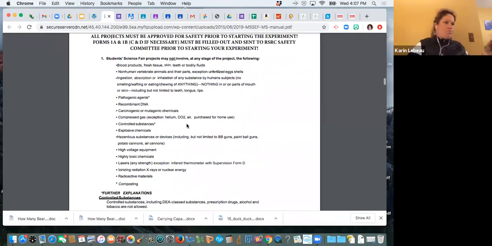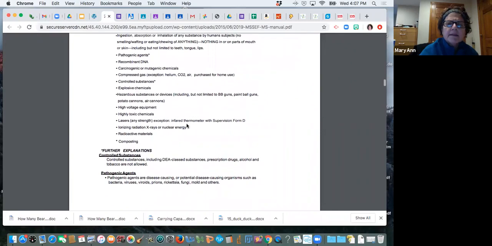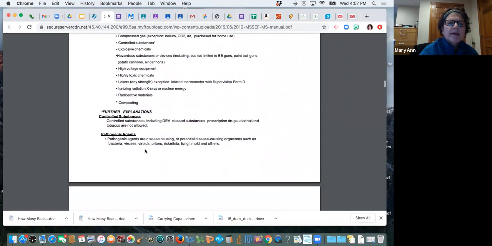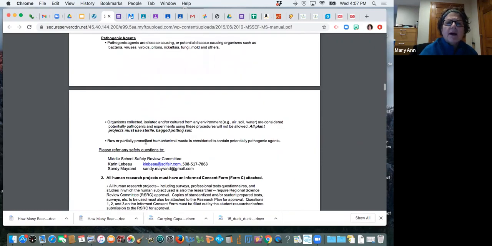Let's see where that is. I think right here. Yeah. So pathogenic agents. They're all considered potentially pathogenic and will not be allowed. And if you're going to do plants, you have to make sure that they buy sterile bagged potting soil.